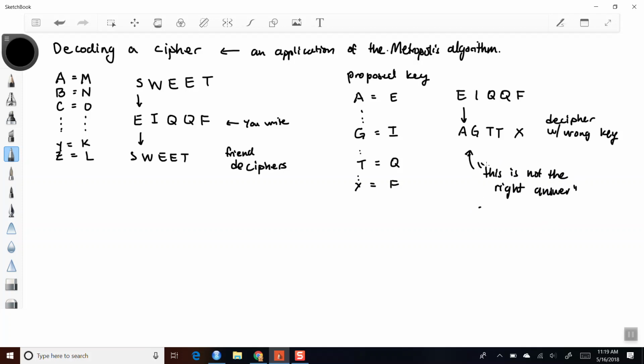And how do we know it's not the right answer? Well, one is it's not a real word. And who's ever seen the letter X like that? I mean, the letter T coming after the letter G, G followed by T followed by another T, that seems to be unlikely, right? The letter sequence is also unlikely, right? All right. So maybe there's another proposed key.